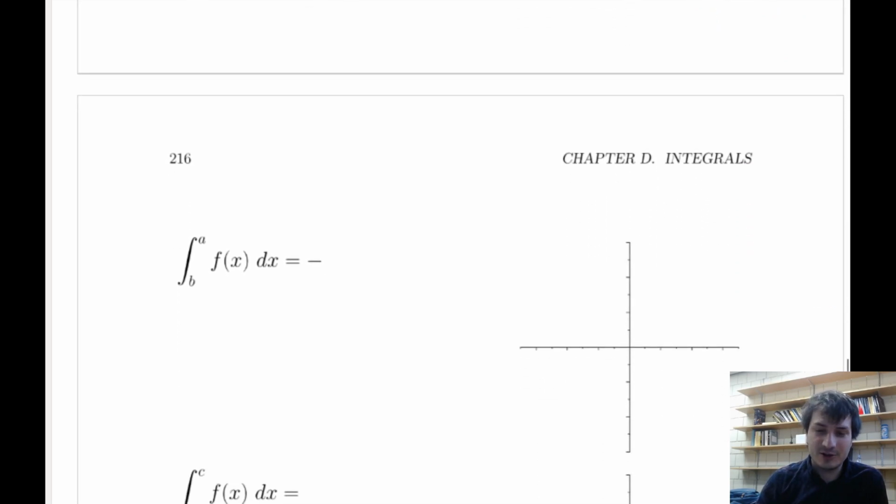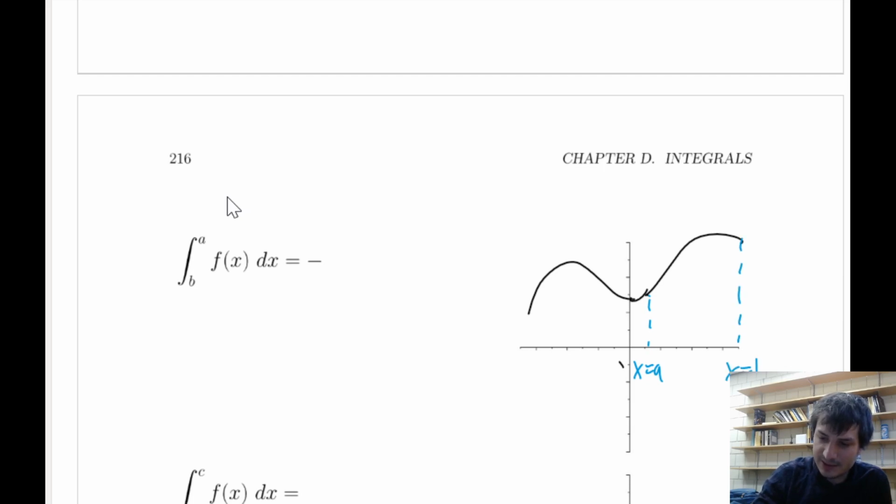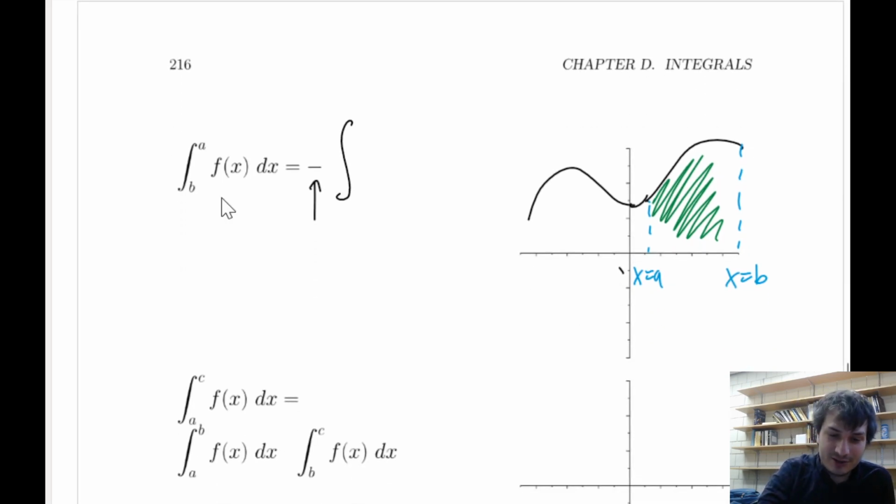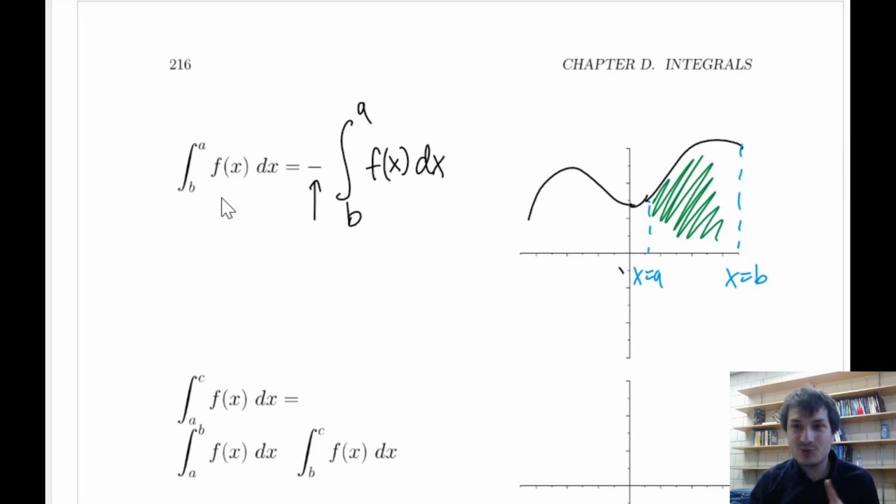Okay, here's another funny one. If you do the integral from x equals a to x equals b, so you go from x equals a, and you want to go to x equals b, and you want to find the area underneath. Funny thing that happens, this is equal to negative of doing the integral from b to a of f of x dx. And this seems really counterintuitive.